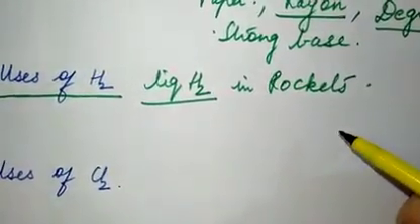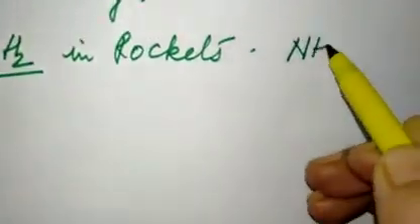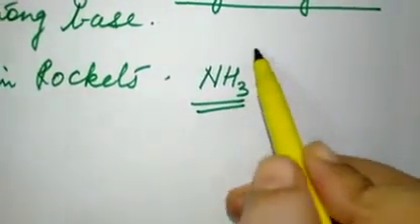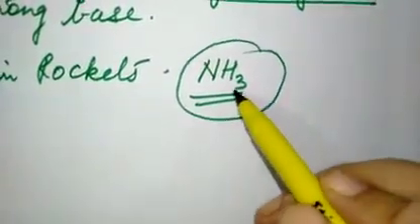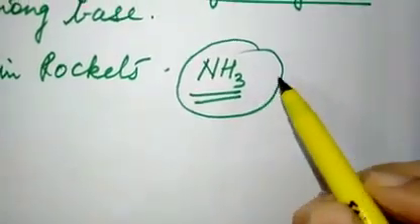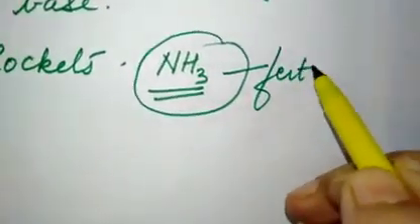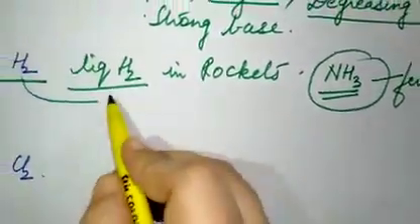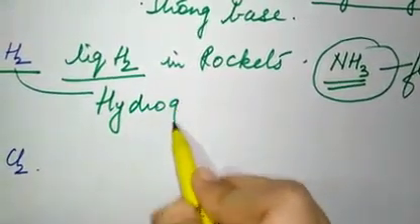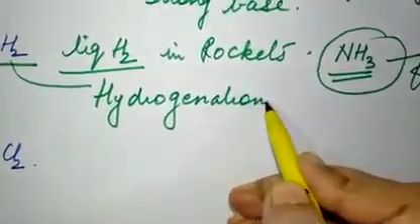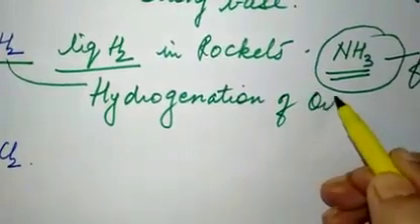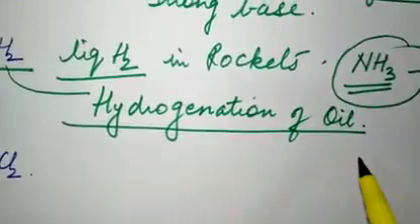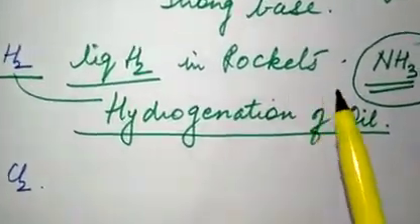Hydrogen gas otherwise also is very important, like it is used in making of ammonia. Okay, most of the students write the formula of ammonia as NH4, but it is NH3. So ammonia in turn is used for making fertilizers, right? Then hydrogen is also used for an important process of hydrogenation of oils. Okay, we'll study this in detail afterwards. Hydrogenation of oils. These are the uses of hydrogen gas.